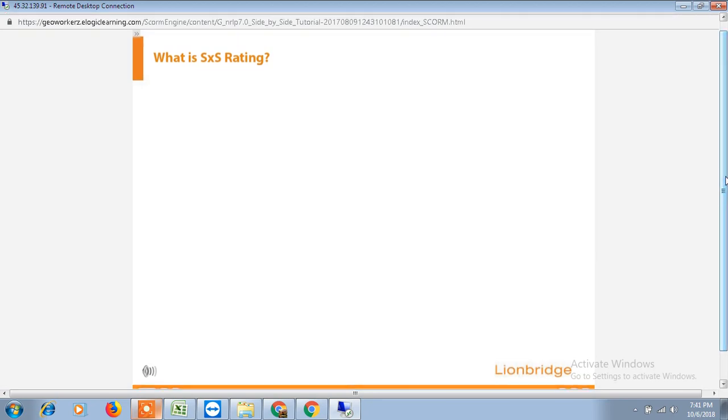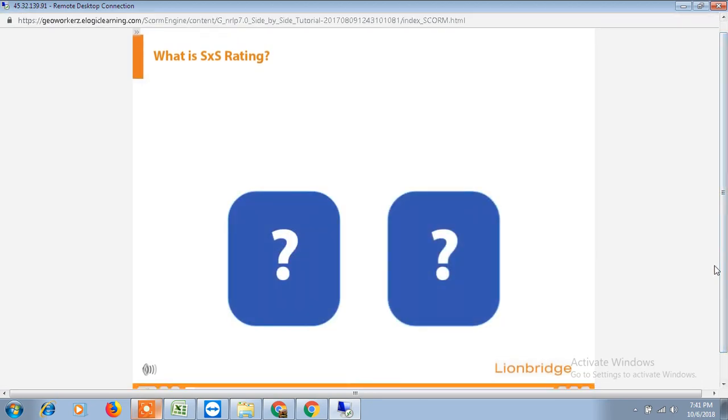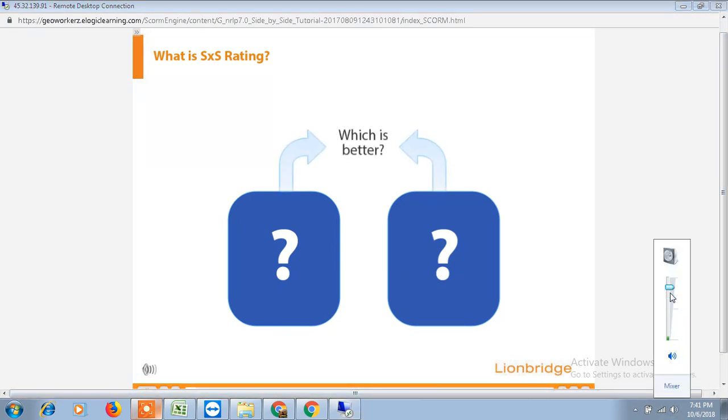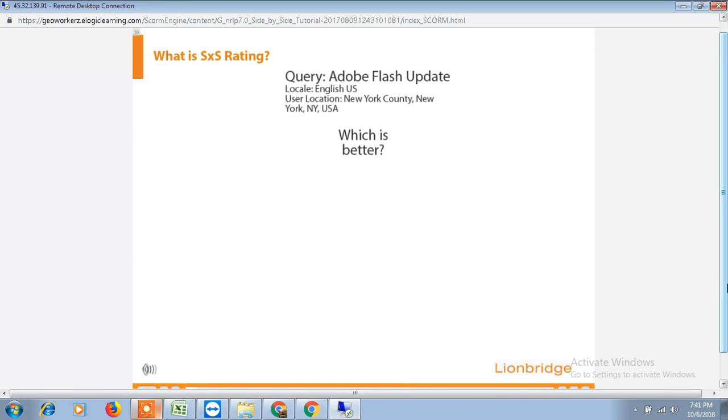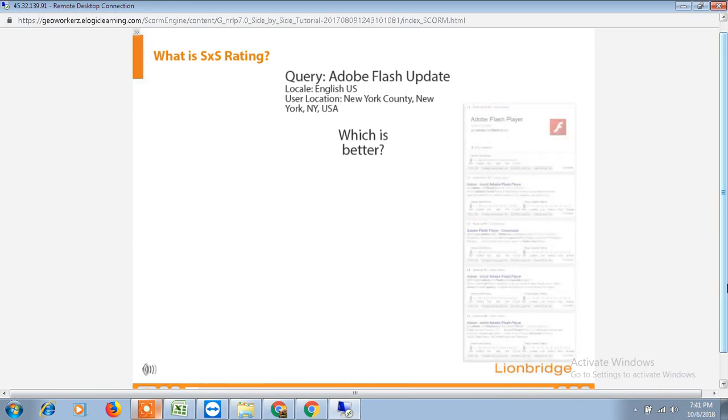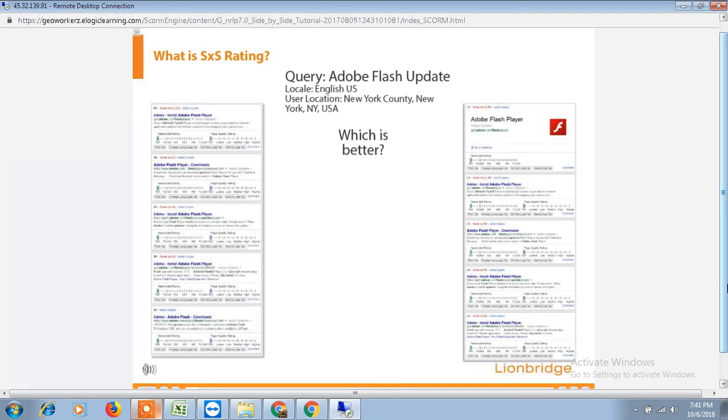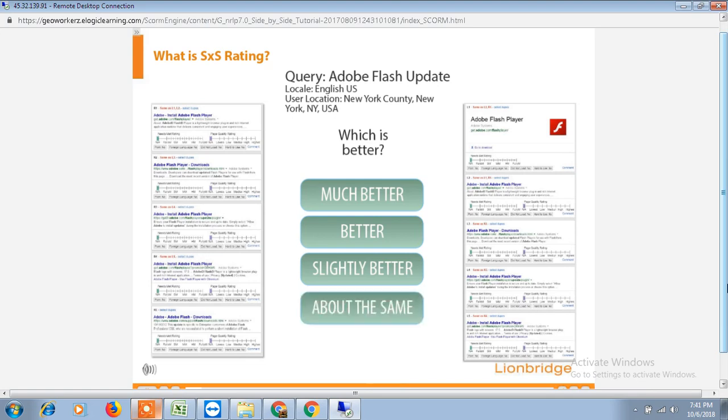Side-by-side rating asks you to compare two sets of things. In most needs-met side-by-side tasks, that means two sets of results for the same query. And then tell us which side is better, using the scale much better, better, slightly better, or about the same.